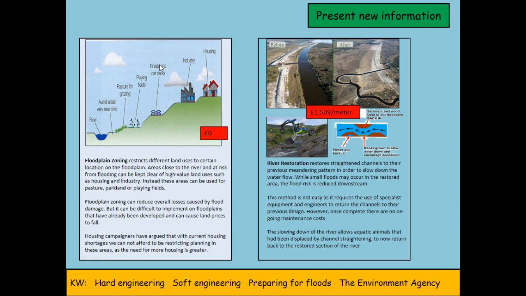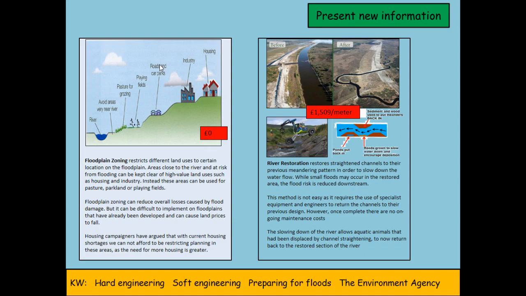So areas that are closest to the river, you would use like fields, and where animals graze, playing fields, that type of thing. You would have those areas closest to the river because if they get flooded, it's a bummer, but it's not a big deal. If the playing field gets flooded, you can't play football for a couple of months, but it's not the end of the world.